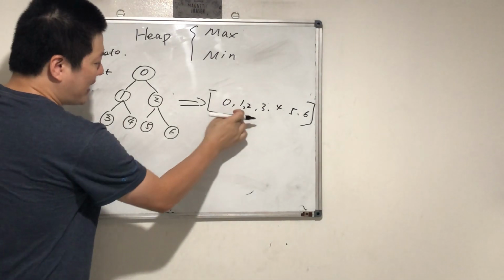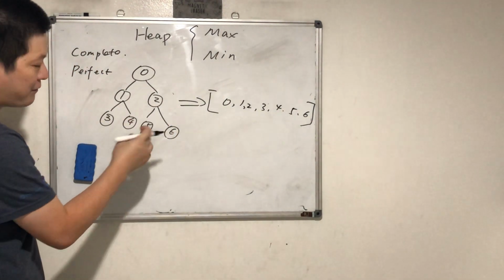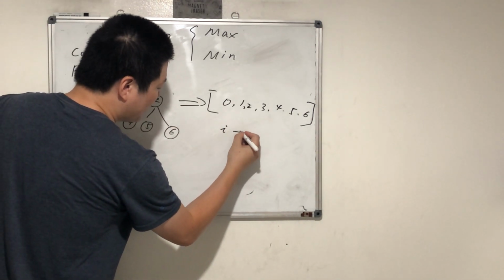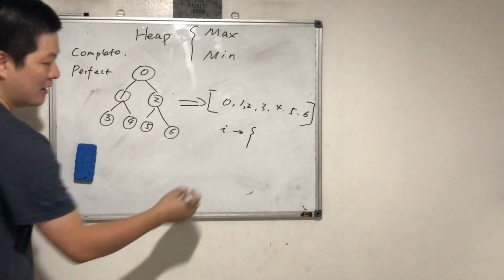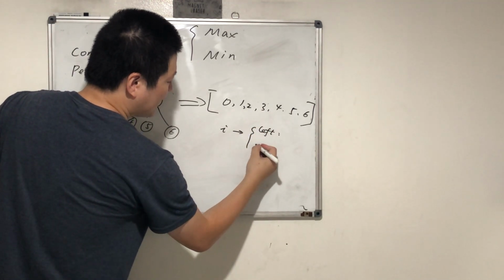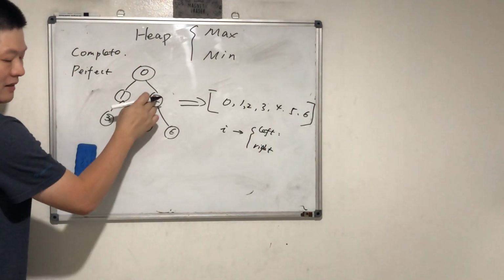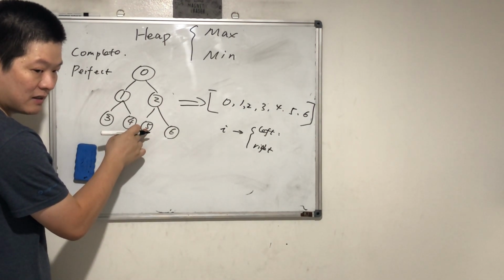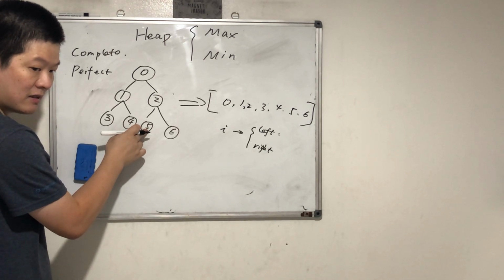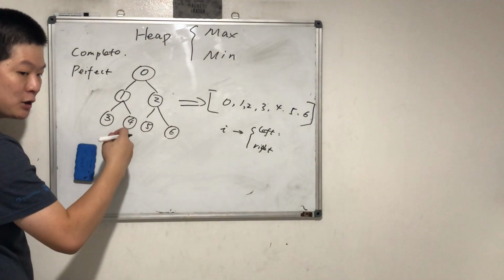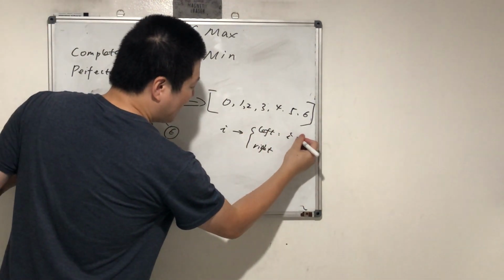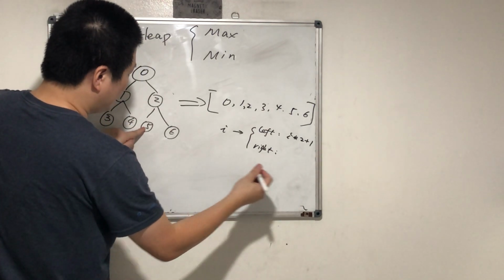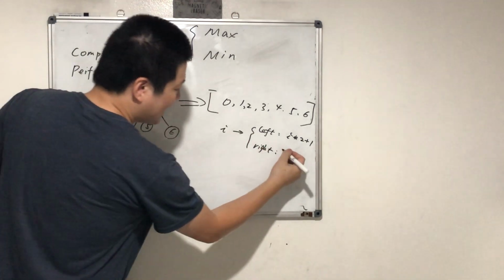So look at this index. If we want to retrieve the left kid, what's the index of the left kid? If the parent is I, what's its left kid index? What's its right kid? If this is I, what's the index of this? It's I times 2 + 1. And what's this? Times 2 + 2.